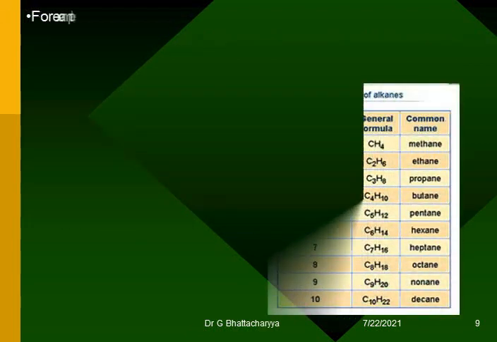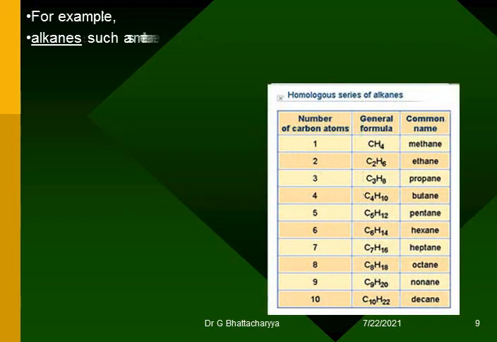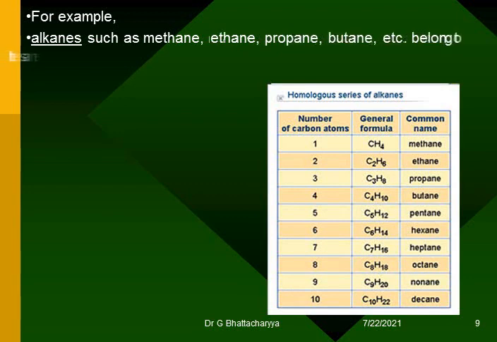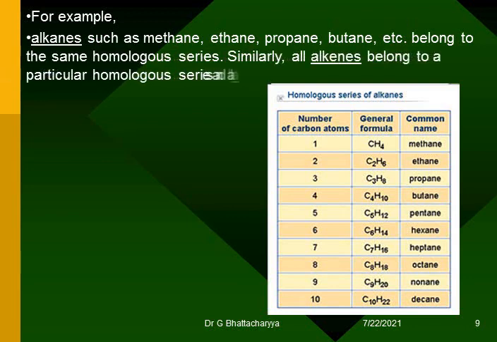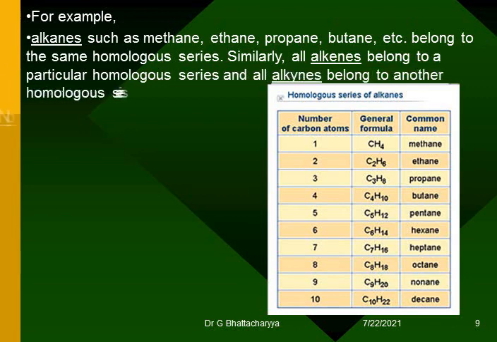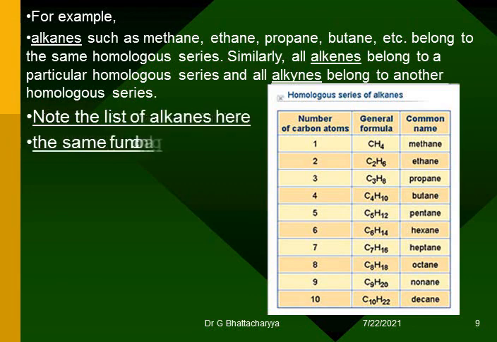For example, alkanes such as methane, ethane, propane, butane, etc. belong to the same homologous series. Similarly, all alkenes belong to a particular homologous series and all alkynes belong to another homologous series. Note the list of alkanes here, the same functional group, represented by the same general formula. Compounds differ by CH2.